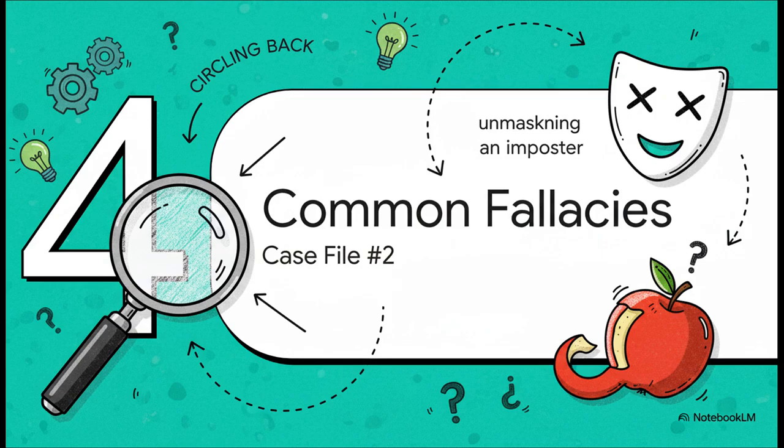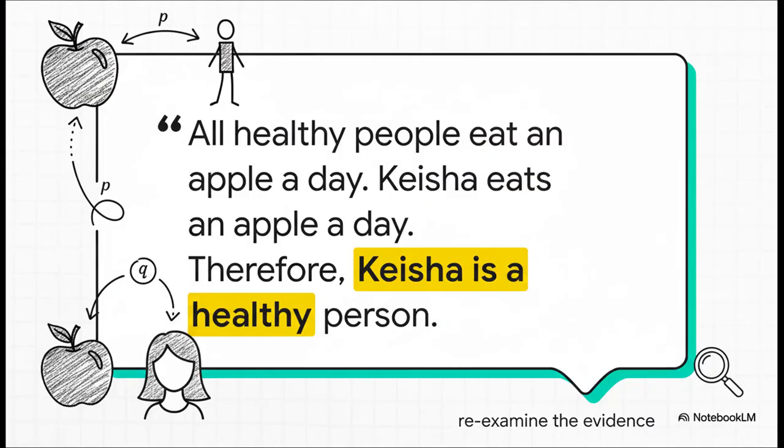Okay, so now that we've seen what a real valid argument looks like, let's go back to our very first mystery, the one about Keisha and the apple. Armed with our new tools, we can see it for what it truly is. It is time to unmask a very common imposter. Let's look at the evidence again. First, we translate that first sentence into our if-then structure. If a person is healthy, that's our P.